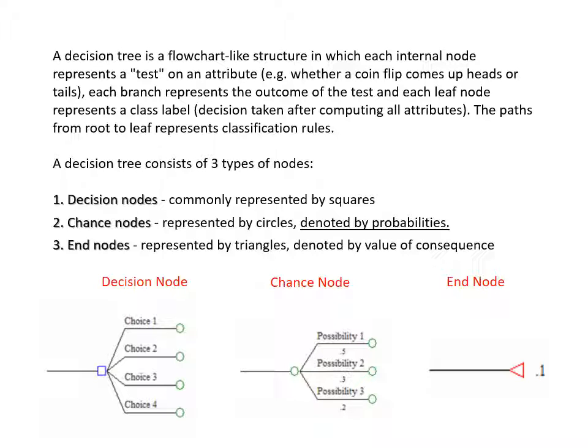And then we have end nodes, which are represented by red triangles. End nodes are a way of keeping track of the value of whatever metric we're paying attention to as a criteria for making decisions. That could be net present value, or revenues, or cost, or some sort of environmental metric.